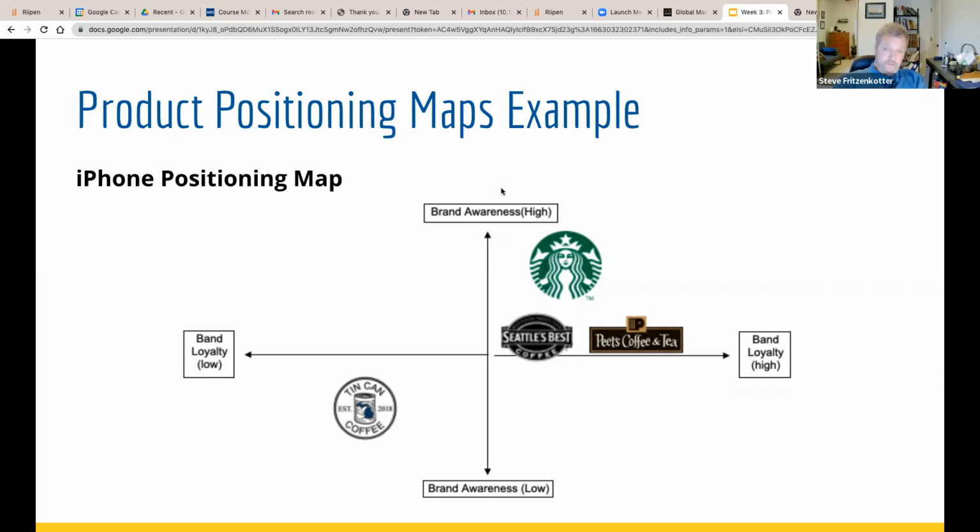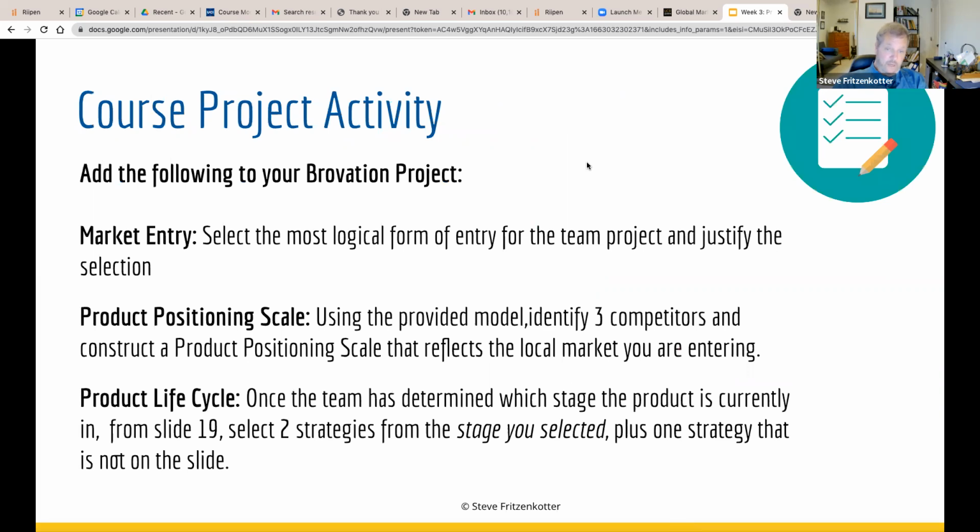When you use this tool, I'm going to ask you to change the variables. I don't want to see brand awareness and brand loyalty. I want you to come up with your own, okay? Because you will be using that here. So what I'm going to be asking you to do is select the most logical form of entry for your team project and justify it. Of the different forms of entry we went over, I'd like you to justify it.